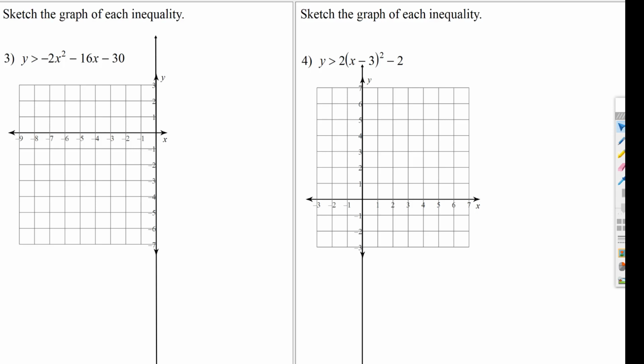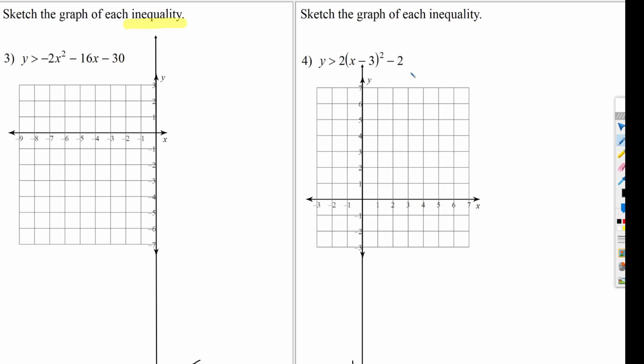Okay, now we've got these quadratic functions, but they are inequalities. And remember, with inequalities, it's the shading. So you still have to look for either dashed lines and hollow dots or solid lines and solid dots. If the inequality sign is greater than or equal or less than or equal, solid lines, solid dots. If the inequality sign is greater than or less than, dashed lines and hollow dots.